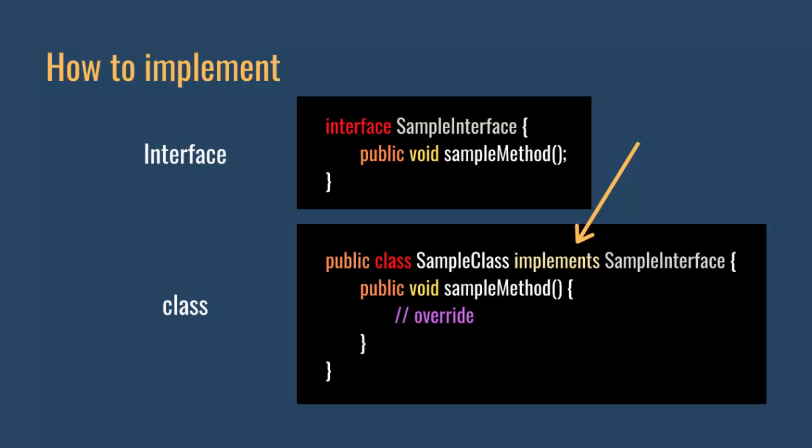We can override default methods if necessary. We cannot call the static methods from the class because they are not inherited. An interface in Java can be implemented by a class. It cannot extend a class. Again, it is not a class, so it cannot be instantiated.